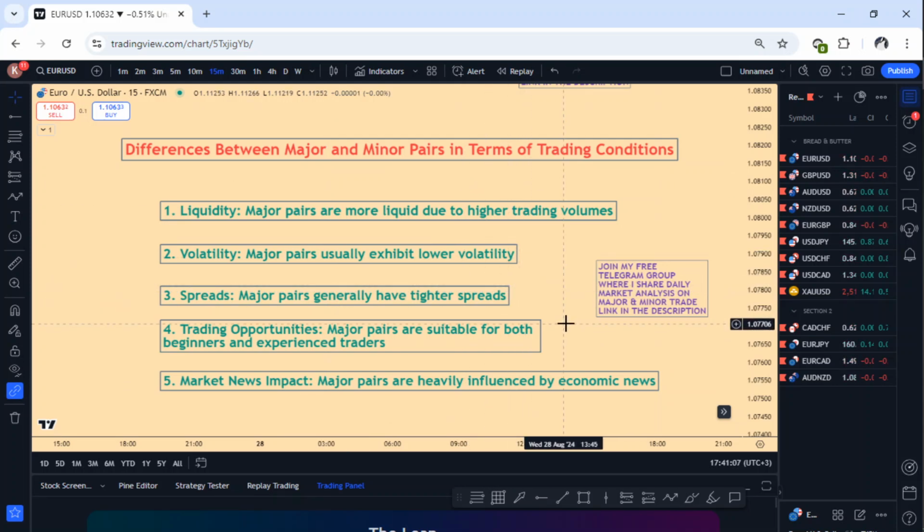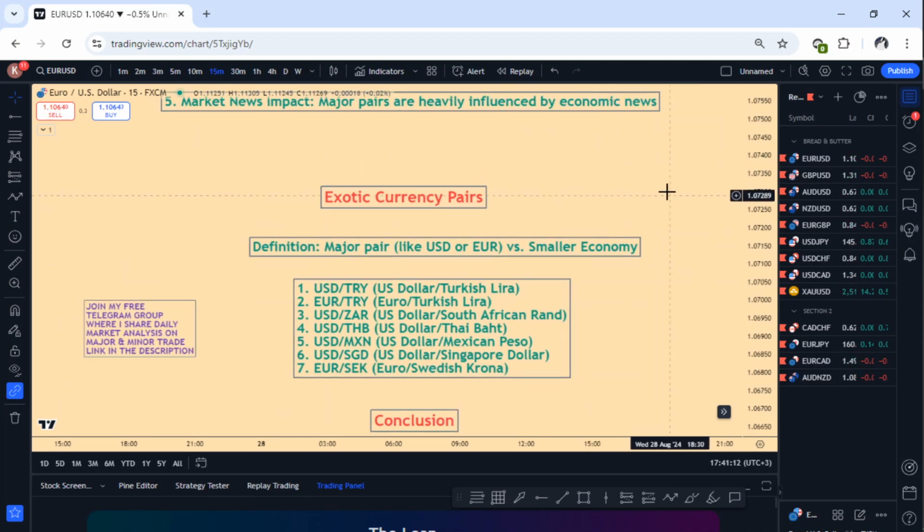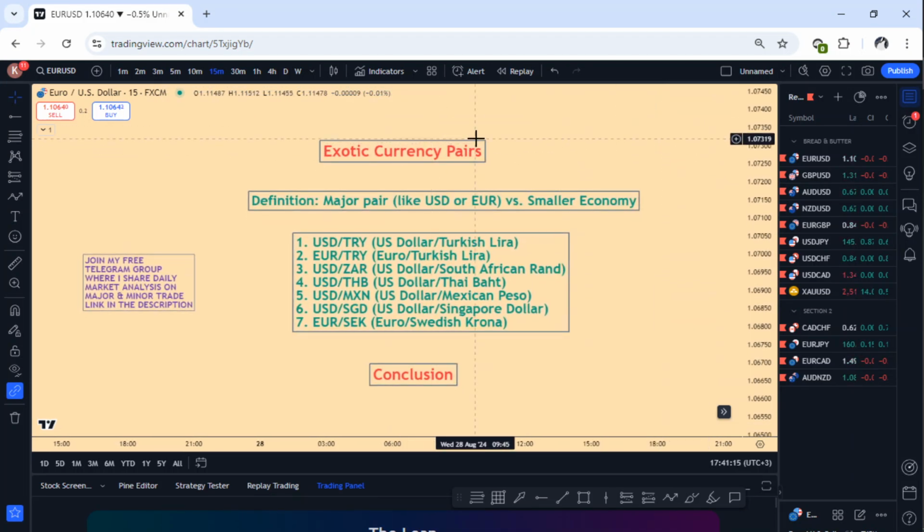Now, there is this other part which I will not dive deep into, which is called the exotic currencies. By definition, exotic currency pairs consist of one major currency, take note, one major currency paired with a currency from a smaller or an emerging economy. So unlike major and minor pairs, these exotic pairs are less liquid, more volatile, and come with very wide spreads. Need to take that into account.